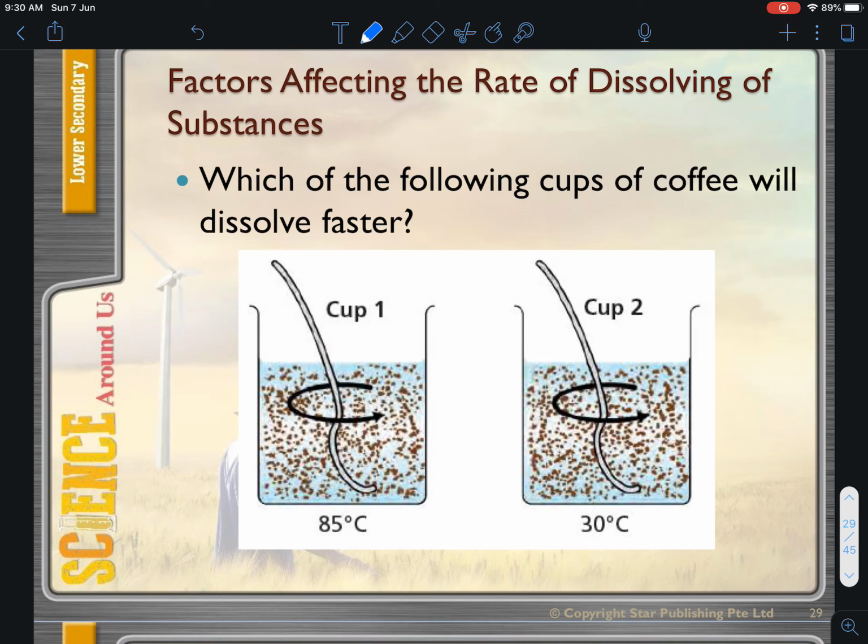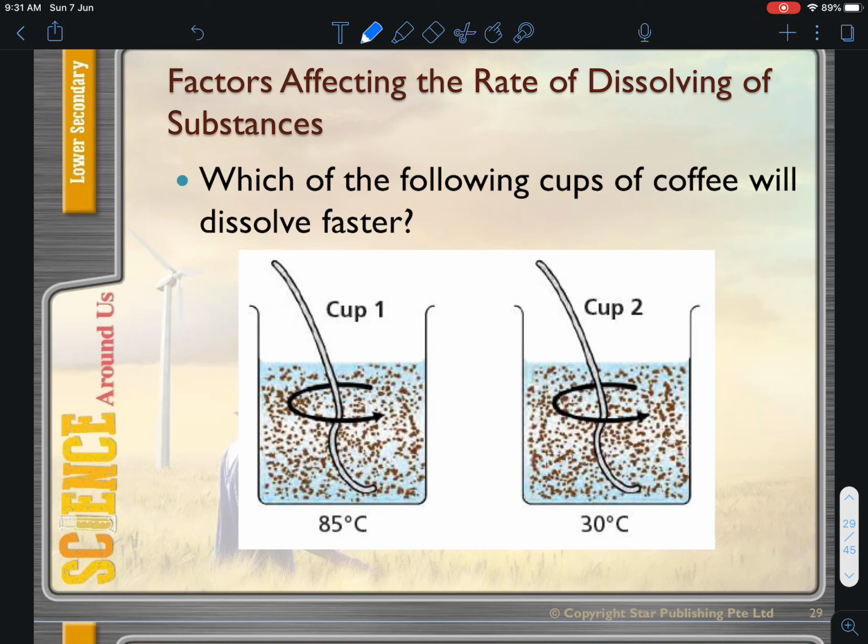Let's start off with a form of imagination. We try to visualize. Every morning when you want to make maybe a cup of Milo or something to drink, which would you prefer? Which do you think will dissolve the Milo powder faster? Is it a cup of hot water or a cup of cold water? And then of course you stir.